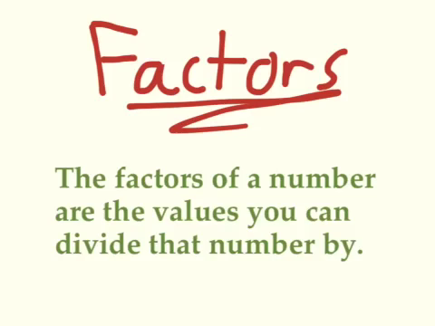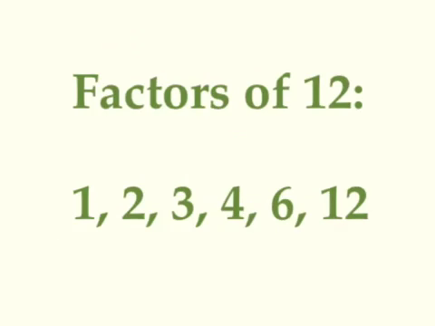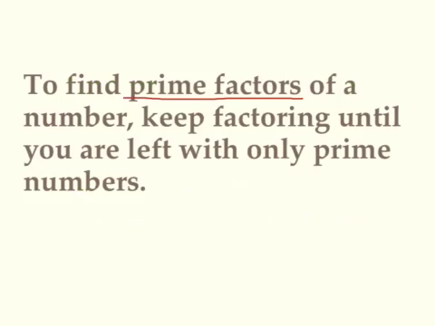So for example, when we're thinking about the factors of 12, we know that they're going to be these 6 numbers because 1 times 12 is 12, 2 times 6 is 12, and 3 times 4 is 12. So these 6 numbers are all factors of 12.